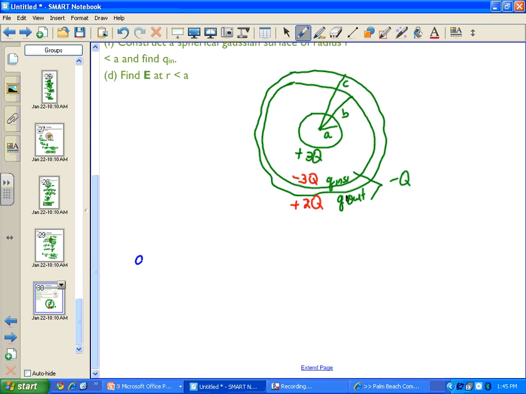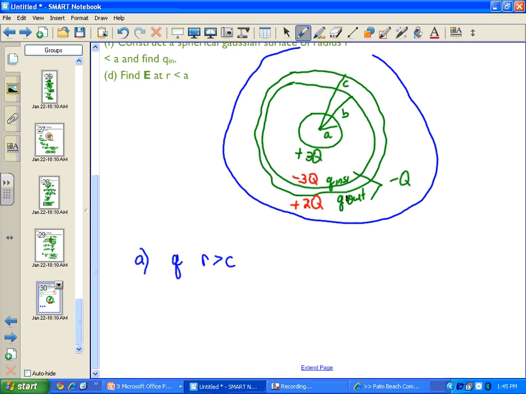The first question, part A, says find the charge Q inside a Gaussian surface that has a radius greater than C. Well, let's see. If we put a Gaussian surface with a radius greater than C and ask ourselves what is the charge inside, all we have to do is count. Plus 3Q minus 3Q plus 2Q, which is equal to plus 2Q.